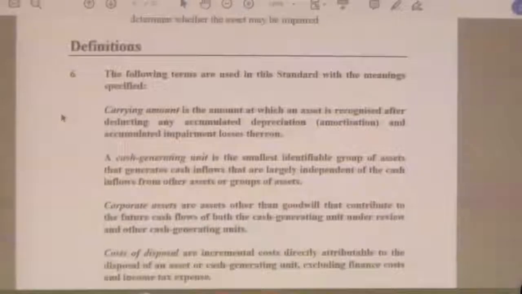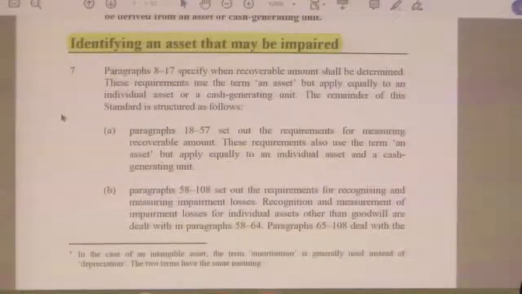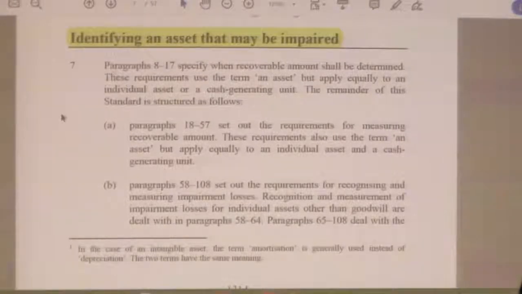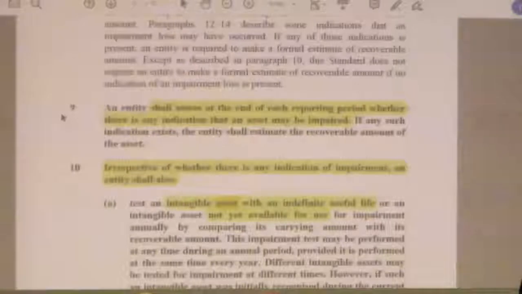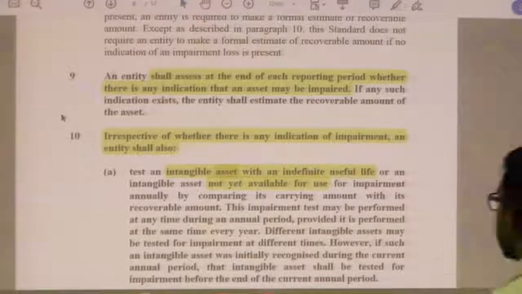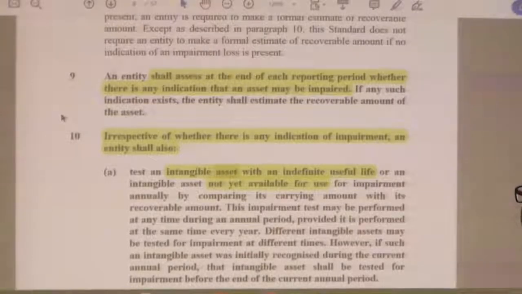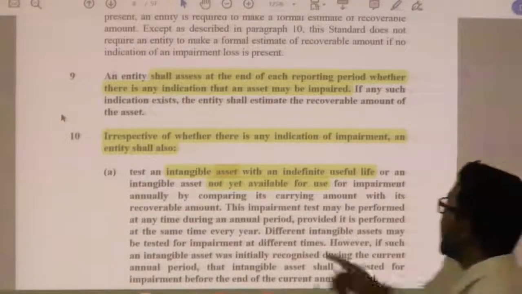With that, the definitions you can read at home, it doesn't matter, you can easily understand, but when we go through the standard itself, we will identify. Identify an asset that may be impaired, right? So this is also a little important, right? Fine. Before I move on to explain the recoverable amount, carrying amount, all these things in detail, here is an important paragraph. Paragraph 9. An entity shall assess at the end of each reporting period whether there is any indication that an asset may be impaired. Underline the word indications.